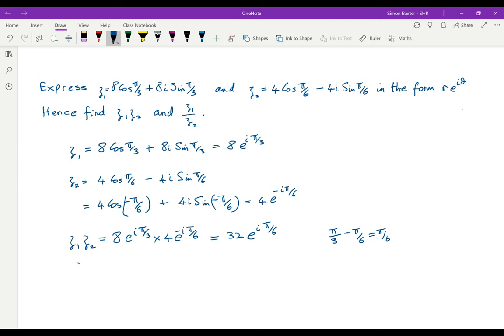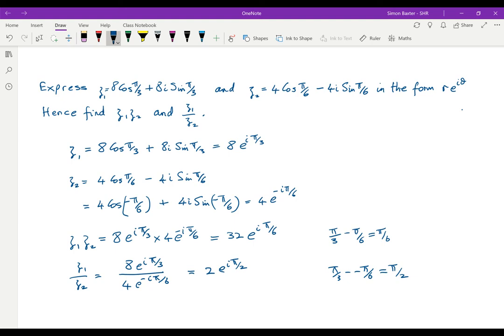And z1 divided by z2, just as easy: 8e to the i pi by 3 divided by 4e to the minus i pi by 6. 8 divided by 4 is 2. I subtract minus pi by 6, that's pi by 3 plus pi by 6, that is pi by 2. So this is 2e to the i pi by 2.